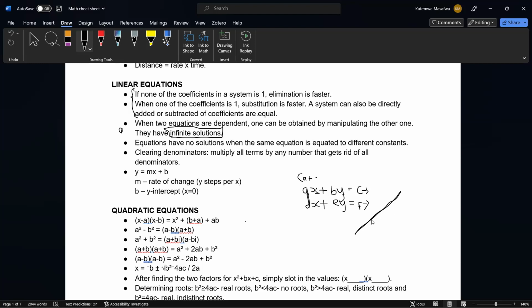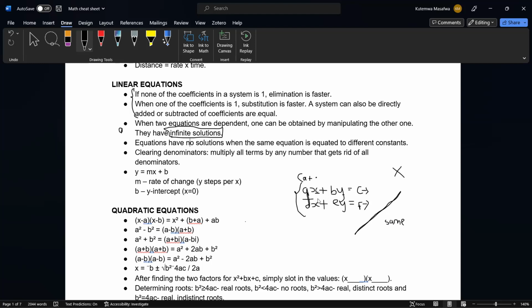So it means that you have the same line. Every point on one line is also on the other line. So instead of being able to find one point where they meet, every point is a solution, right? And obviously, for two lines to be on each other, it means that it's the same line. So two equations are going to have infinite solutions when you're dealing with the same line, right?